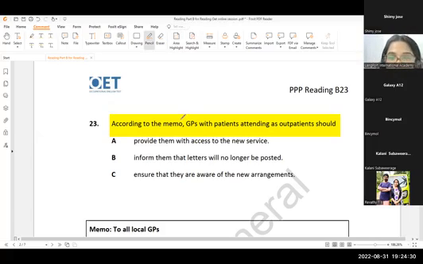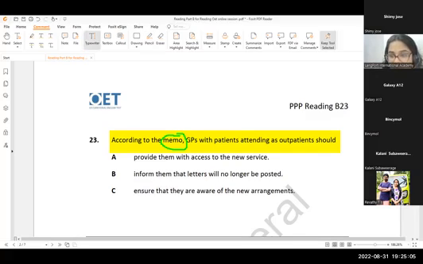The question: according to the memo. So we know we are going to read a memo. GPs, doctors. So our memo talks about GPs with patients attending as outpatients. So according to the memo, GPs, the general practitioners who have patients who come as outpatients, should. So all of you analyze the question and tell me, what are we supposed to find out? What have they asked us to find out?